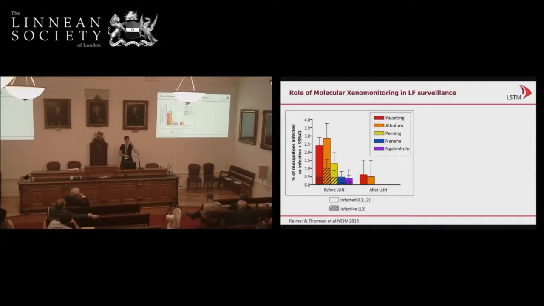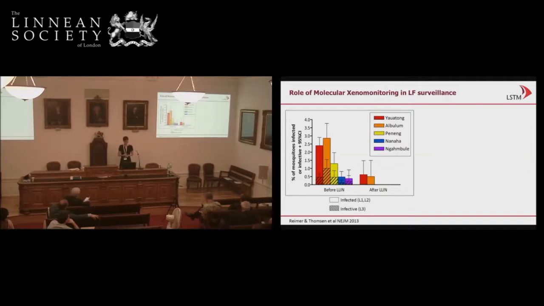So I just wanted to give an example of how I've used xenomonitoring data in some of my own work. So this is from Papua New Guinea, where we were looking at transmission before and after LLIN distribution. And what I've shown here, this is not xenomonitoring, but this is transmission monitoring, where we've dissected mosquitoes and we've quantified the number of developing larvae or infective stage larvae that are found. And you can see in a very highly endemic area, prevalence of a few percent in mosquitoes, and the hashed area is the individuals that had infective larvae, so around 0.5%.